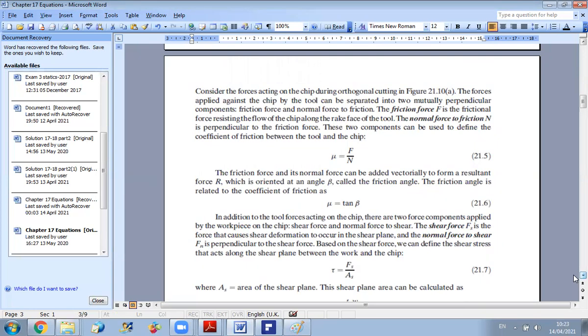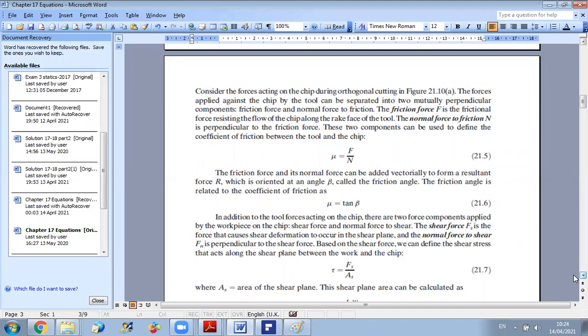The forces applied against the chip by the tool can be separated into two mutually perpendicular components: the friction force and the normal force. The friction force F is the frictional force resisting the flow of the chip along the rake face of the tool, while the normal force to friction N is perpendicular to the friction force. And these two components can be used to define the coefficient of friction between the tool and the chip.